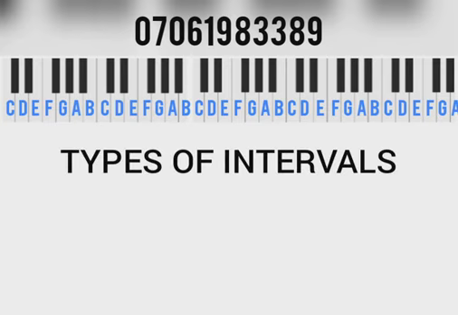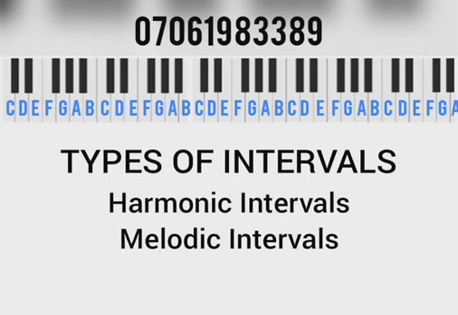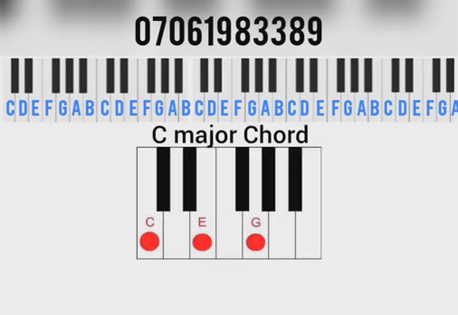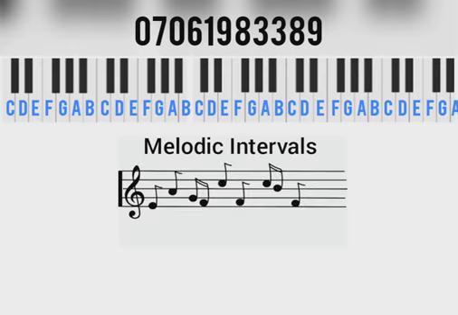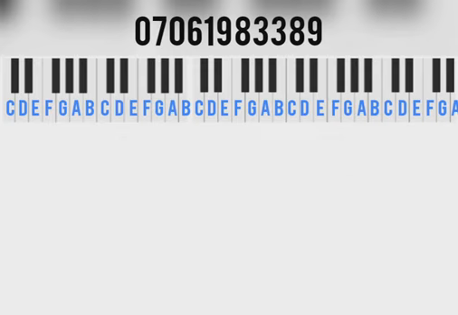We have two types of intervals: harmonic intervals and melodic intervals. Harmonic intervals are played at the same time, that is, more than one note. For example, a chord is a combination of three notes, played simultaneously. This is a harmonic interval. Melodic intervals are played separately. For example, if you want to play any song, that is a melodic interval. They are played one after the other. Moving on.